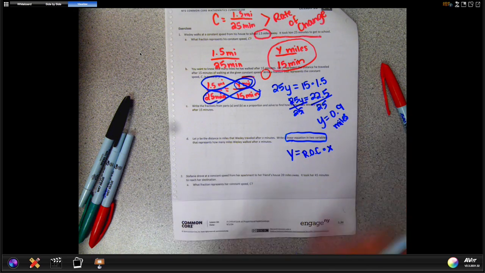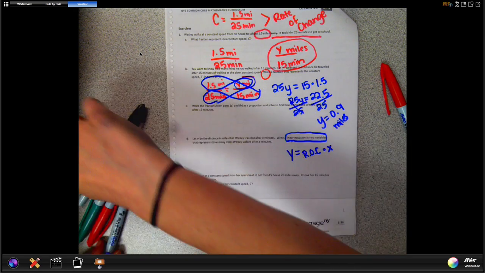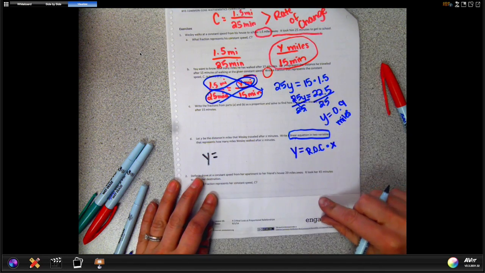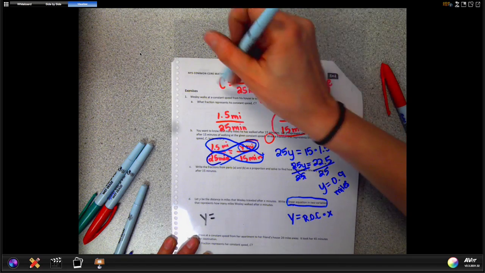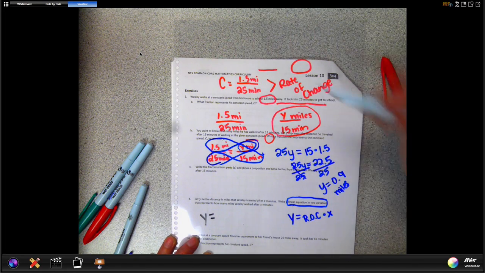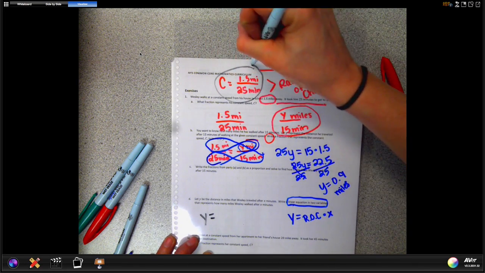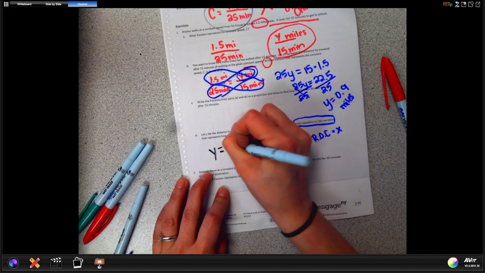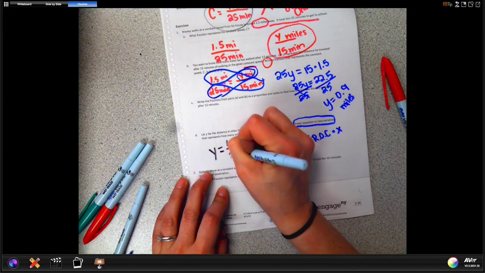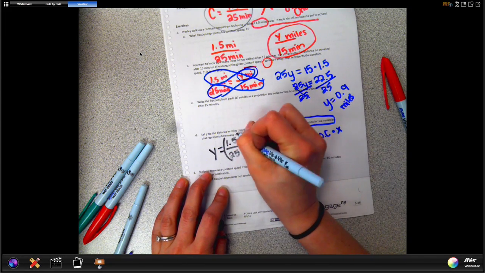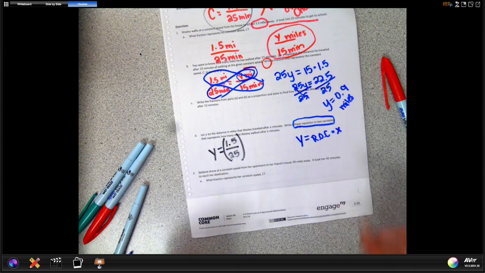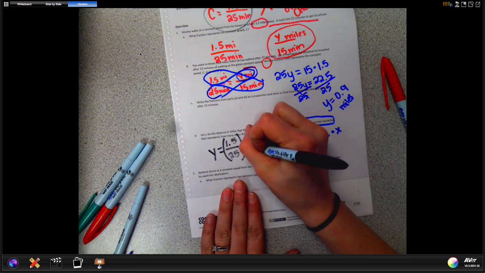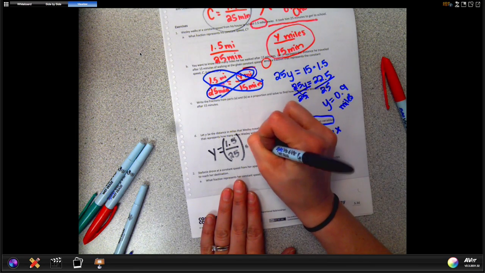So here's how we're going to do this. It's really not rocket science. We're going to set it up like this. Y equals, and we're going to look back at our work. Our rate of change was our initial values, C right here. So here's our rate of change, 1.5 over 25. So y equals 1.5 over 25. And I like to put that in some parentheses, because a lot of times it's going to be a fraction, times X. And that's our equation that we're going to use.